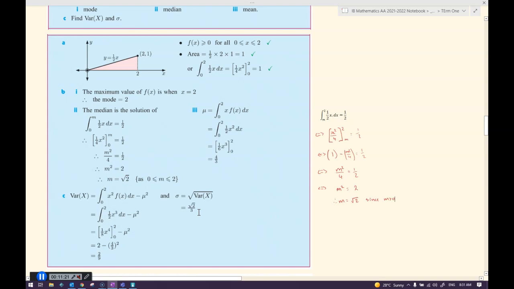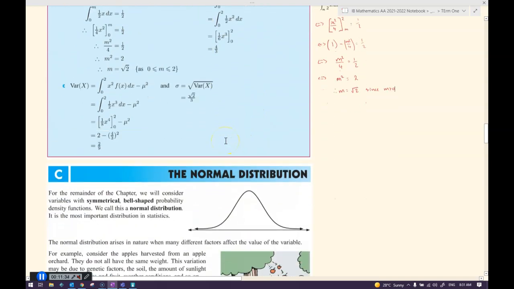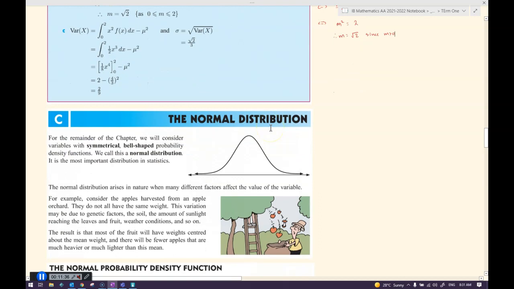So the calculations are not too hard. Fairly straightforward usually, not trying to make it too complicated for you, and it's a good chance for you to just show your understanding of integration and how the areas under the curve are representing probabilities. That's the main thing. Moving on to what you have probably heard of, the normal distribution.